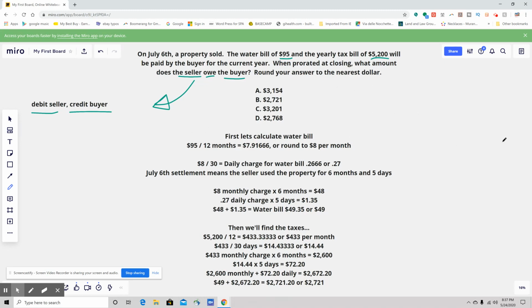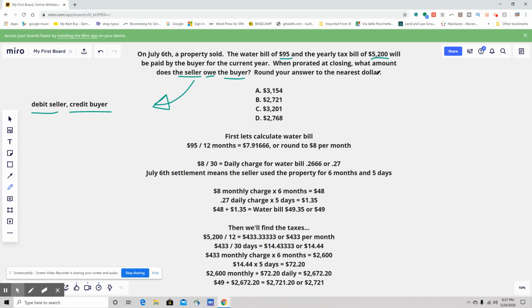Now, before you look at my work, what I want you to understand is this. Any time we have a problem where we're prorating based on the closing date, we want to break it down to our monthly and our annual charges to make it easier. We need to compute everything to monthly and daily charges so that we can then multiply. And we're working off of a 360-day calendar, okay?